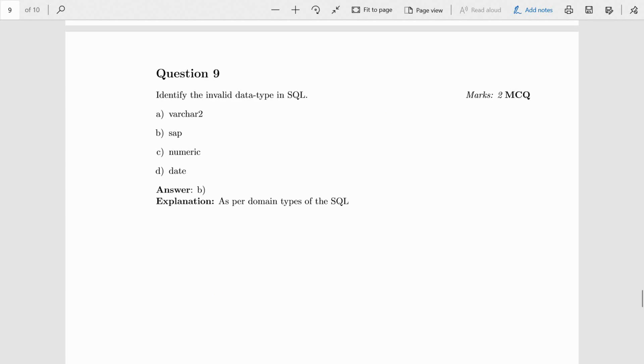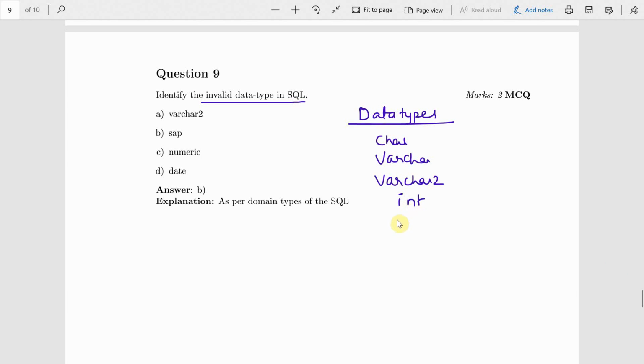Coming to question number 9: identify the invalid data type in SQL. The data types in SQL are char types, varchar, varchar2, and int, which we call numeric types. We have date, time, date time, and so on.